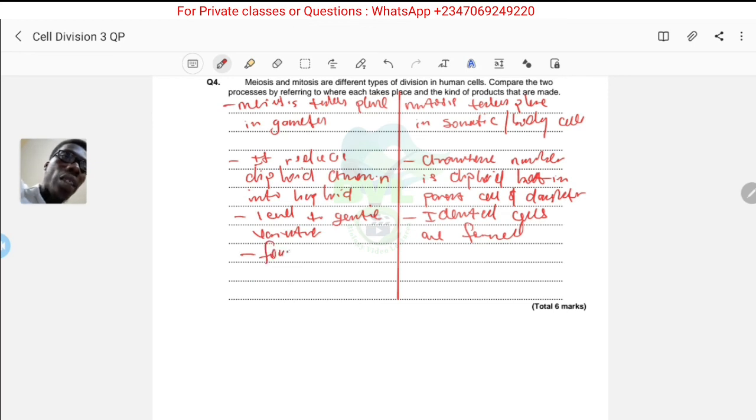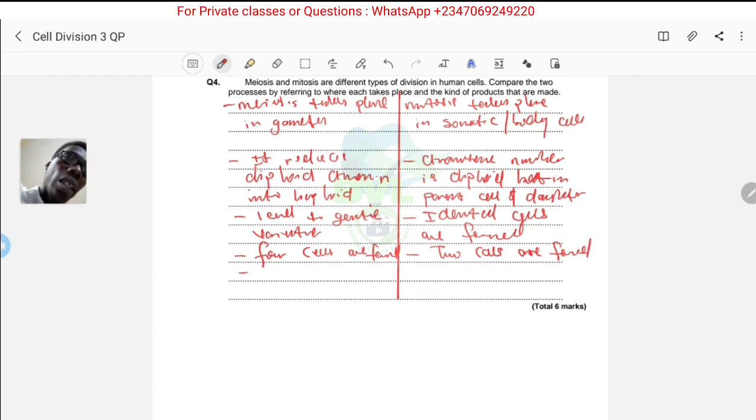In meiosis, 4 daughter cells are formed. Sorry, I want to write that clearly, please. 4 cells are formed here, and in mitosis, 2 cells are formed at the end. That's the product. I'm still thinking of more points.